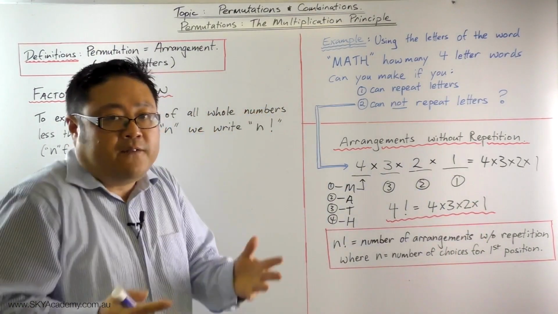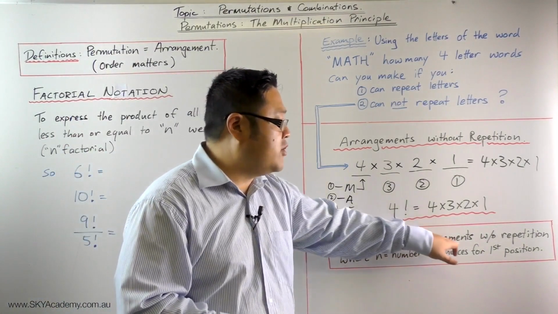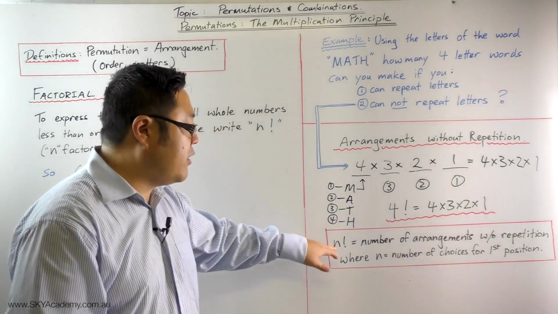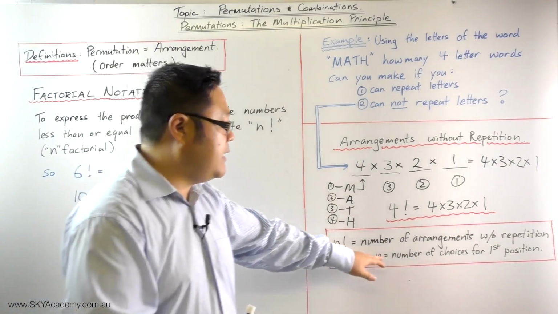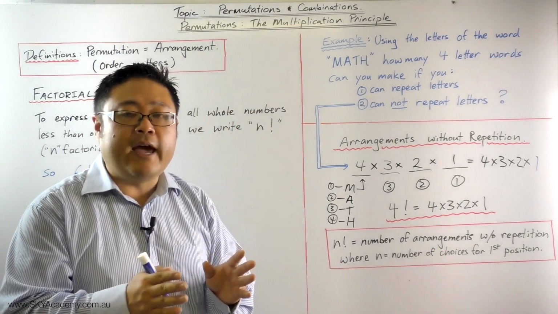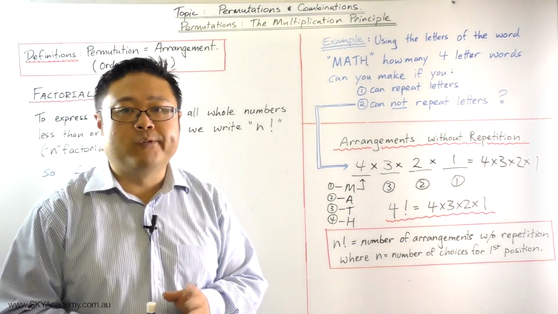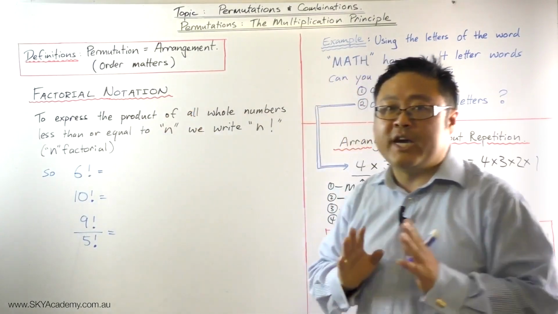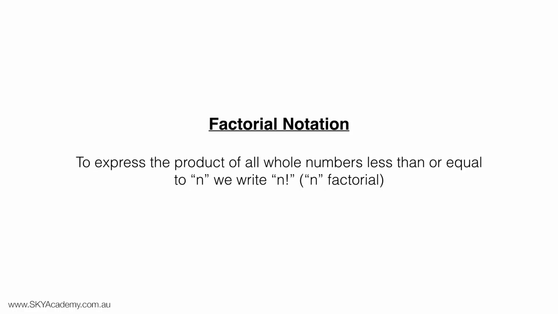If you want to know why we need factorial notation, it gives us the number of arrangements without repetition, where you start off with n choices for the first position, and each position after it has 1 less choice to make. That's why factorial notation is important. Just to repeat, to express the product of all the whole numbers less than or equal to n, we write n with a little exclamation mark, which is n factorial.